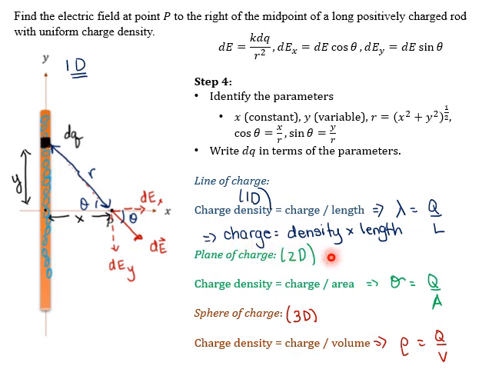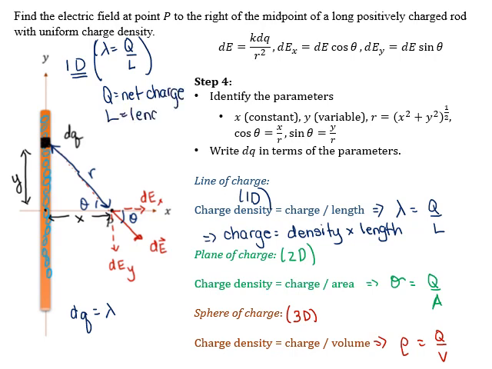So let's apply this idea to our dq. dq is the amount of charge we're trying to figure out. So dq is the charge density lambda. We're going to define up here that lambda is our charge density, which is the net charge divided by the total length. So dq is lambda times the length.